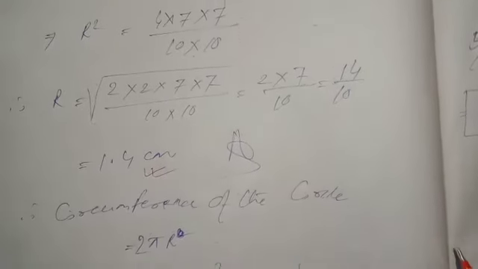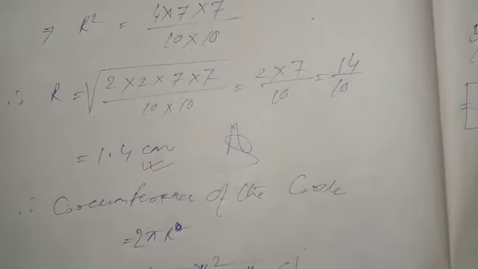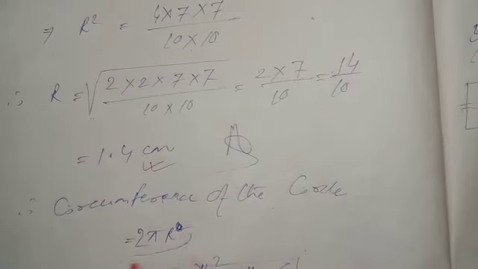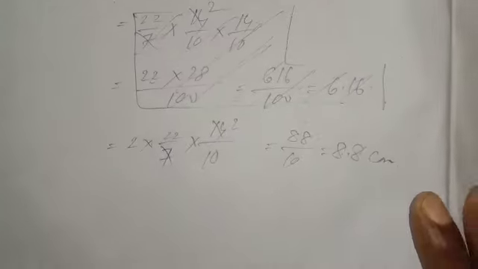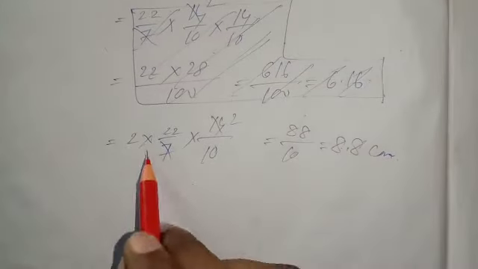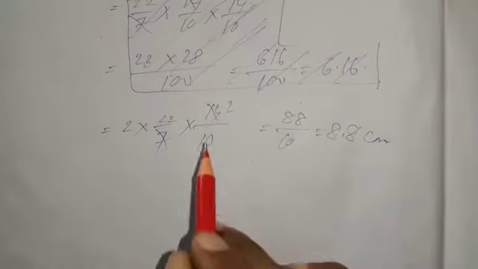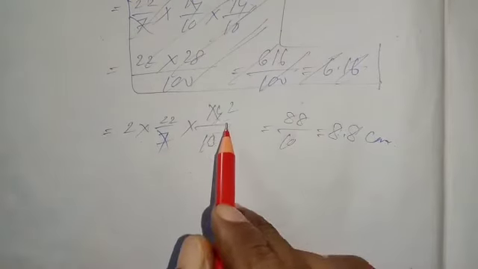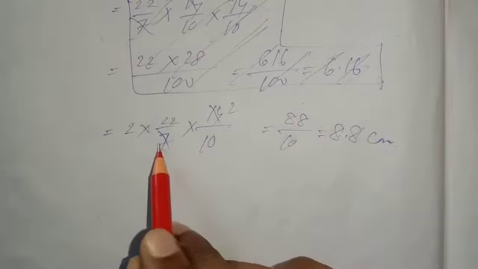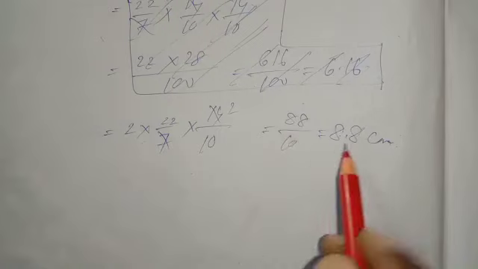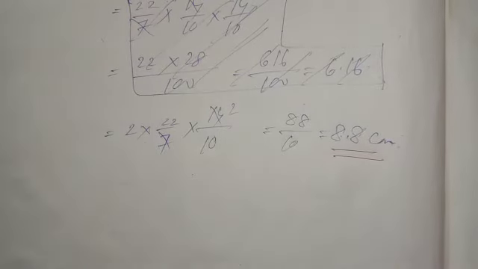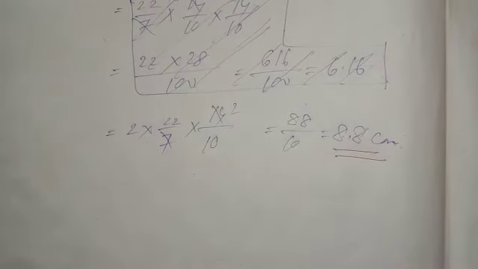Next, you have to find the circumference of the circle. Circumference of circle formula is 2 pi r. Let's put the values. 2 into pi means 22 by 7 into 1.4 means 14 by 10. After simplification, it is coming 88 by 10 means 8.8 centimeters. Question number 3 completed. Let us go to question number 4.